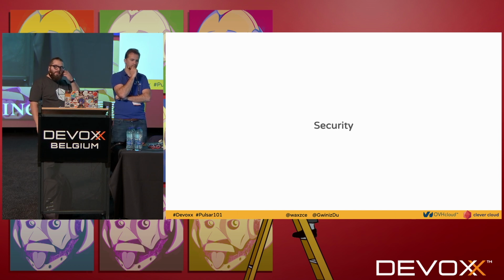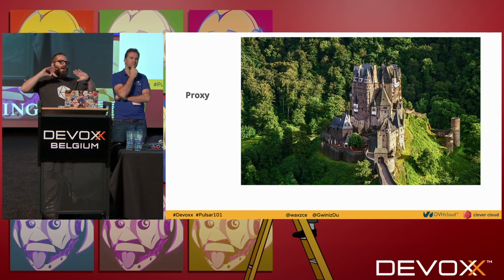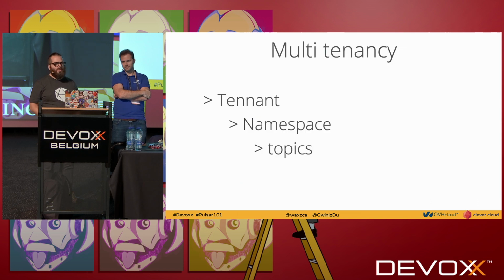OK, security. The first security feature is a proxy. Using the proxy, you will have a very clean way to access your cluster. It will be very easy to design the network to access the cluster.